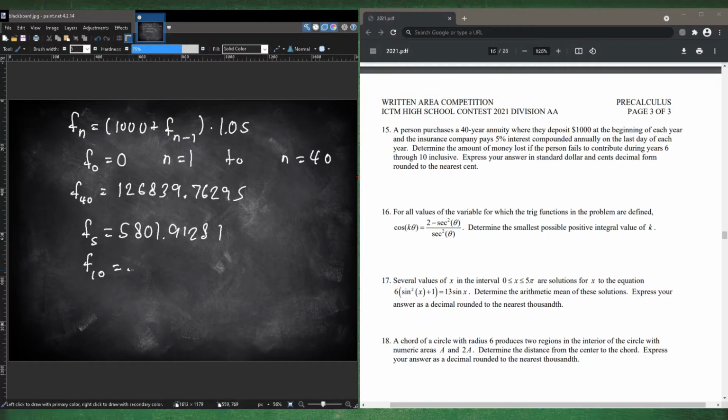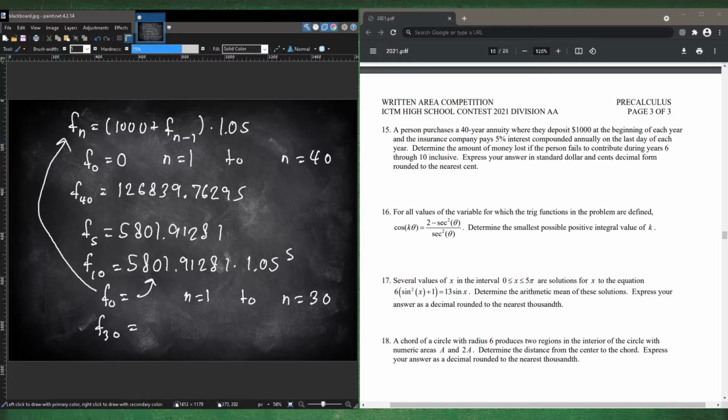So at the 10th year, it's 5801.91281 times 1.05 to the power 5. And this new amount is going to become your new f of 0. And since this is at the 10th year, you're only going to have 30 years left because it's a 40-year annuity. So it goes from year 1 to 30. Then we use this exact same formula, but we start at this amount now, and instead of going from 1 to 40, we go from 1 to 30.